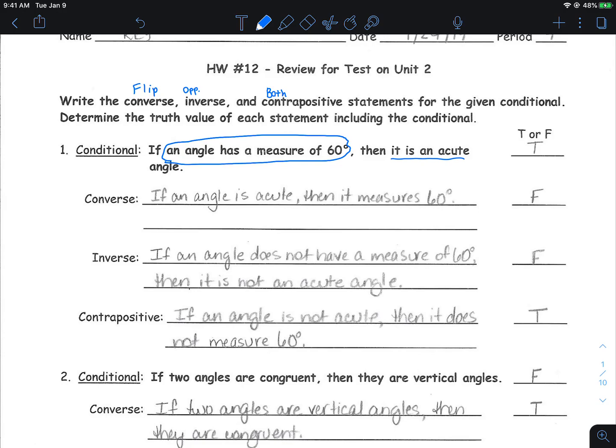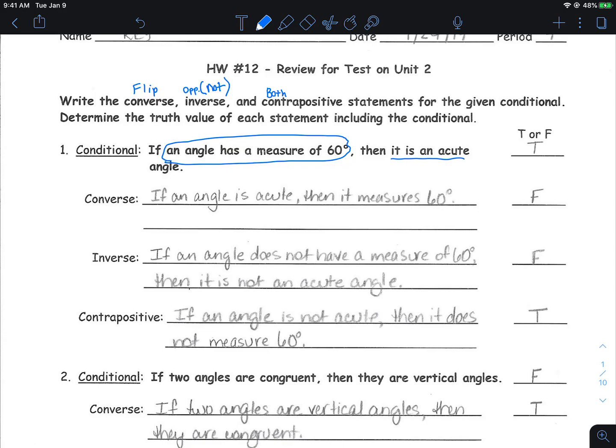You have the inverse here, and that's going to take your original conditional statement right here, and then you're going to do the opposite meanings, or basically throw the word not with both the hypothesis and conclusion. So if an angle does not have a measure of 60 degrees, then it is not an acute angle. And it doesn't literally mean use the word not, it just means use the opposite meaning. So most of the time that's putting not, or you might need to say does not, or something like that. So contrapositive is going to be both of those things at the same time. So that'll be if an angle is not acute, then it is not 60 degrees.